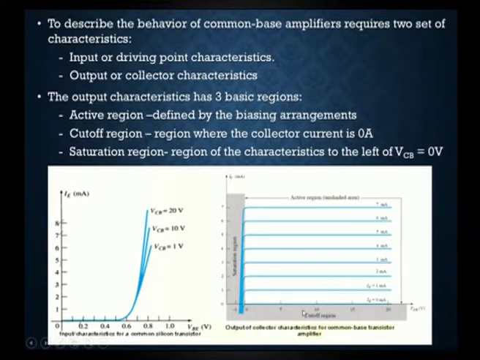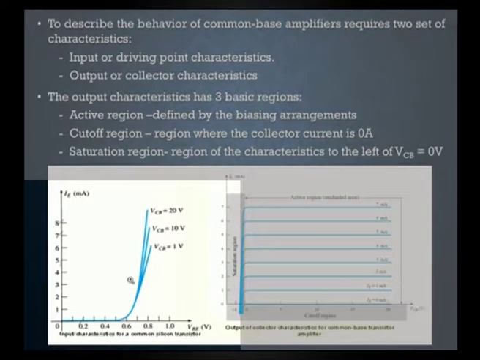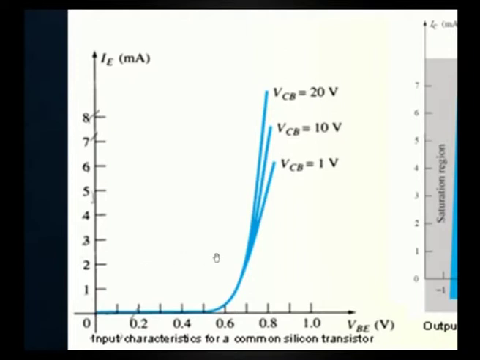When the collector current is 0, we can say that region is the cutoff region, and the saturation region is this region to the left of VCB, where VCB is equal to 0. When VCB is equal to 0, that region is called the saturation region. So, we will now study in detail by observing the characteristics.